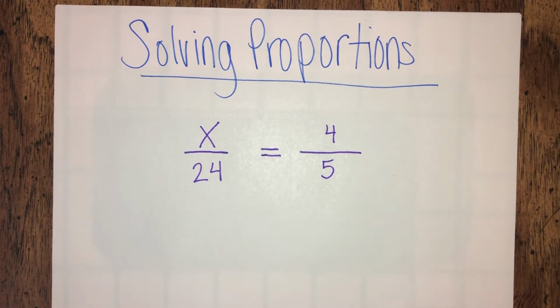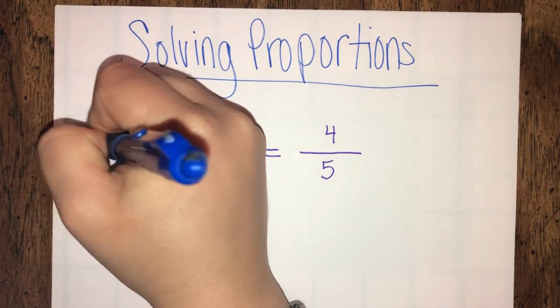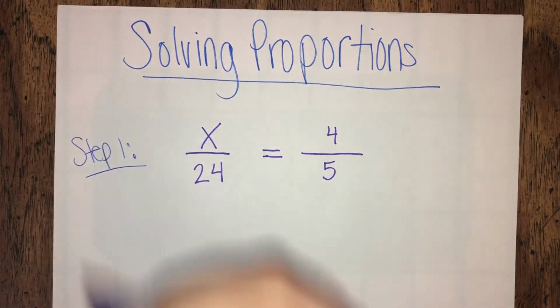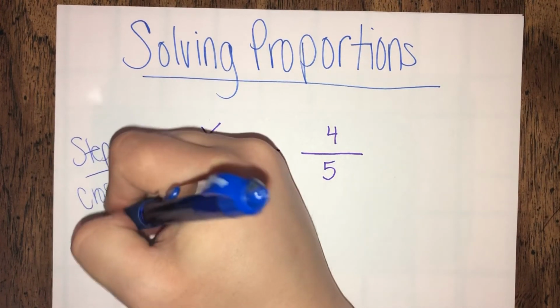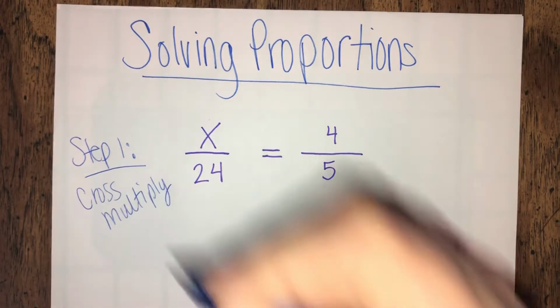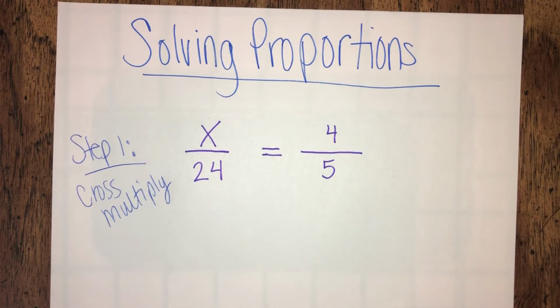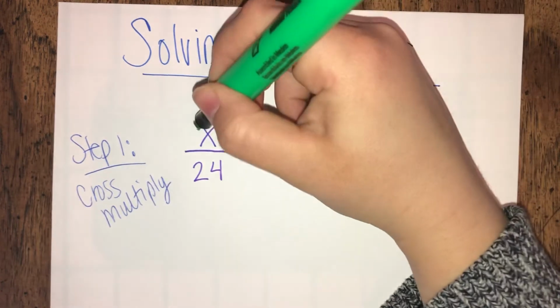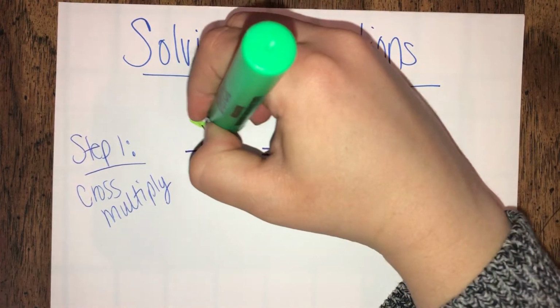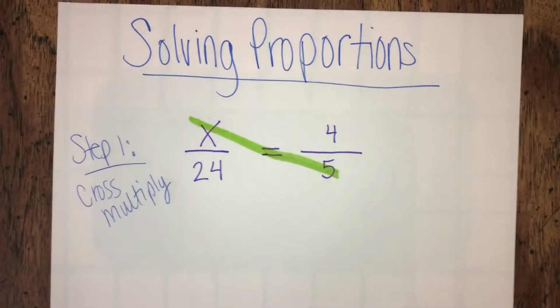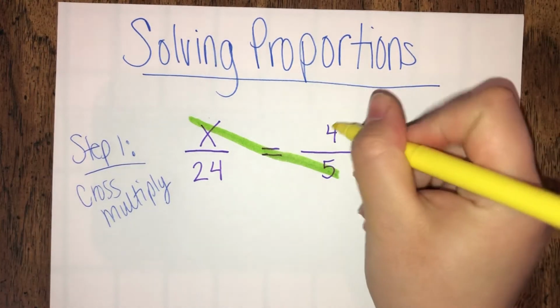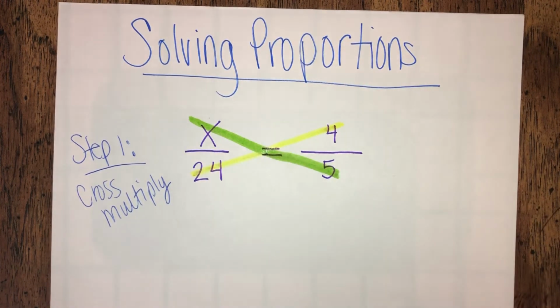Step number 1 is to cross multiply. And you guys might have heard cross multiply as cross products, the butterfly method, the X method, all kinds of different names for it. What it's telling you is that one number that you start at has to go across the equal sign to the other side. No matter where you start, you are going across the equal sign to the other side.